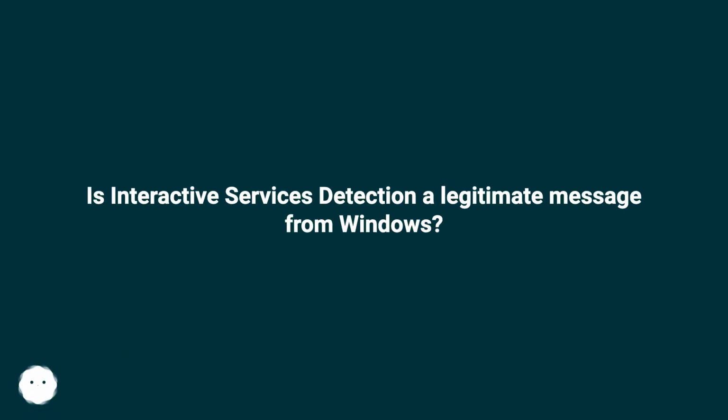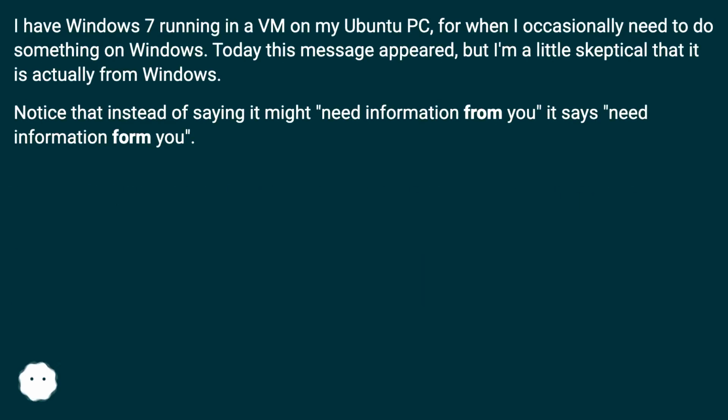Is interactive services detection a legitimate message from Windows? I have Windows 7 running in a VM on my Ubuntu PC, for when I occasionally need to do something on Windows. Today this message appeared, but I'm a little skeptical that it is actually from Windows. Notice that instead of saying it might need information from you, it says need information from you.